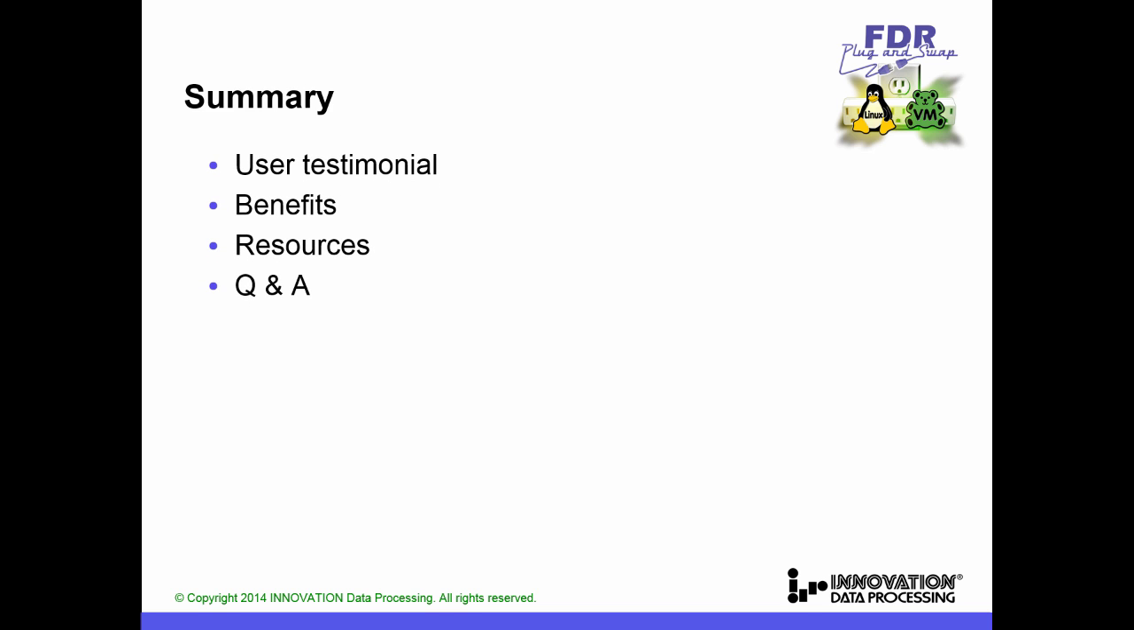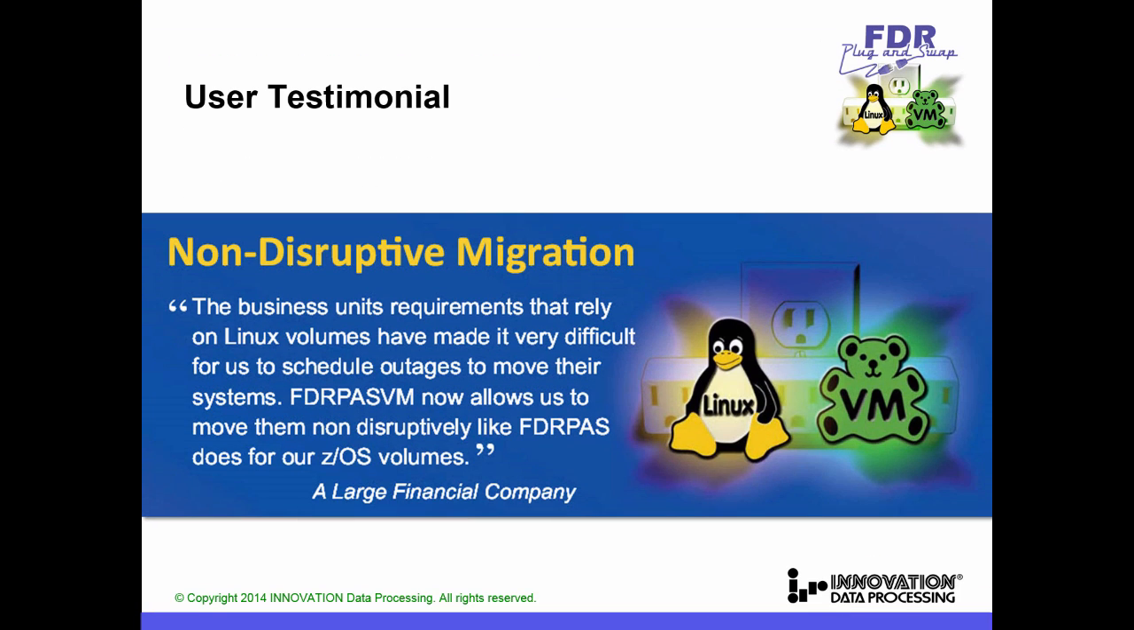To summarize, a user testimonial. This is from one of our early customers. The business unit requirements that rely on Linux volumes have made it very difficult for us to schedule outages. Sound familiar? To move their systems, FDRPASVM allows us to move them non-disruptively like FDRPAS does for our ZOS volumes. Okay?